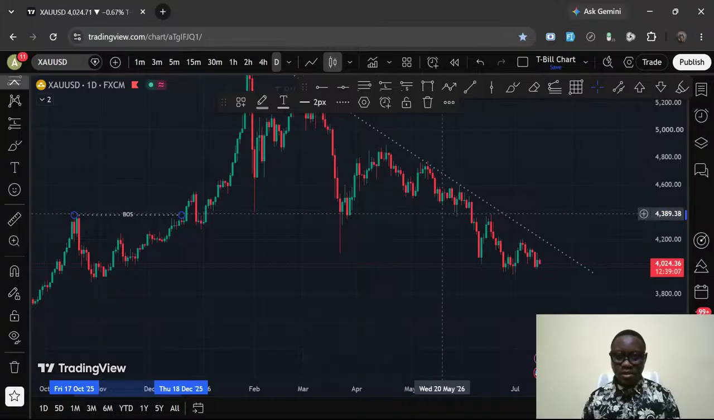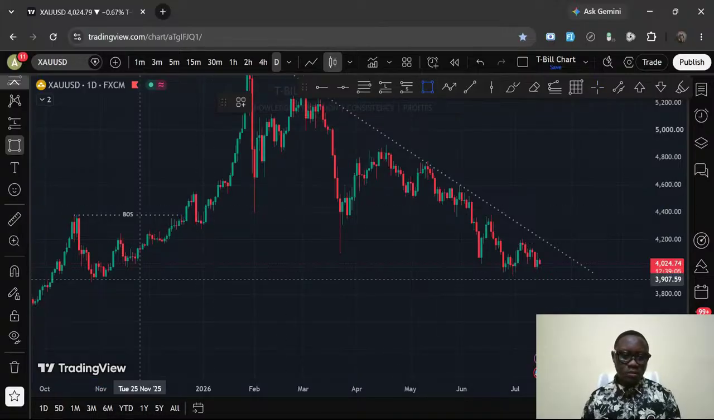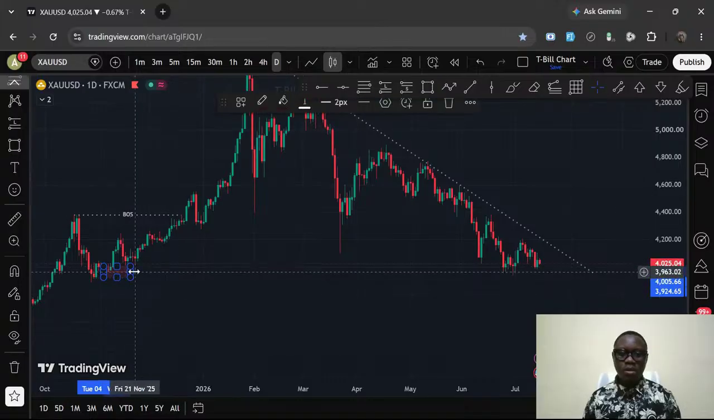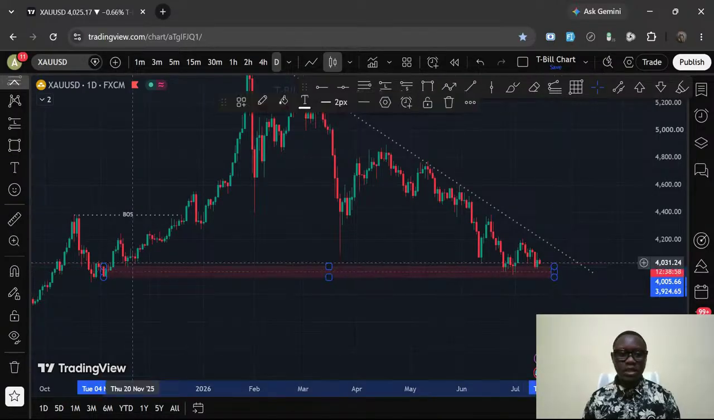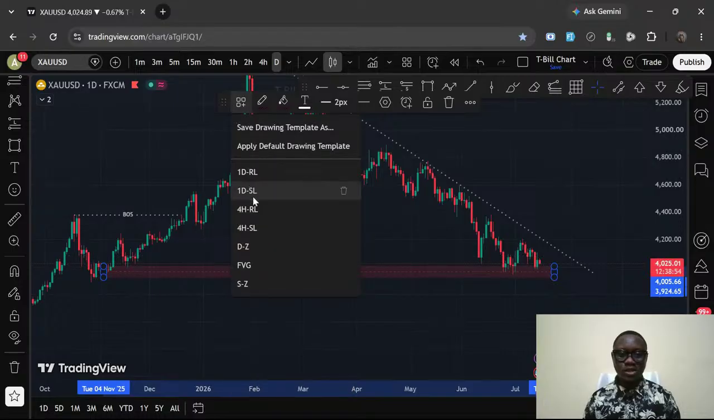And price tapped into this order block zone that led to this break of structure right here. There's a bullish order block zone on the daily time frame.